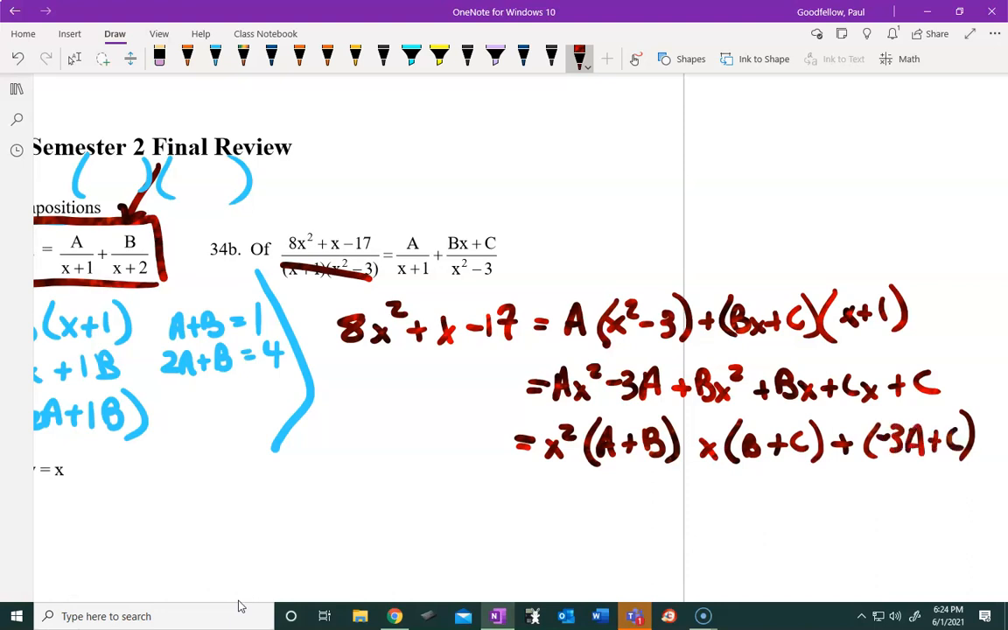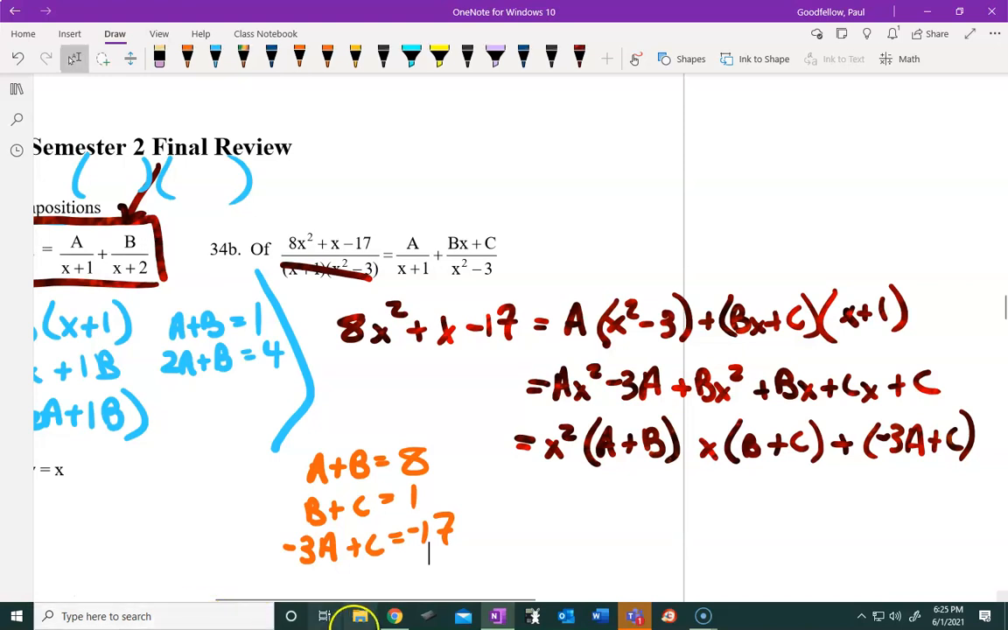Now, you got three equations this time around, and those three equations would be a plus b is equal to 8, b plus c is equal to 1, and negative 3a plus c would be equal to negative 17.